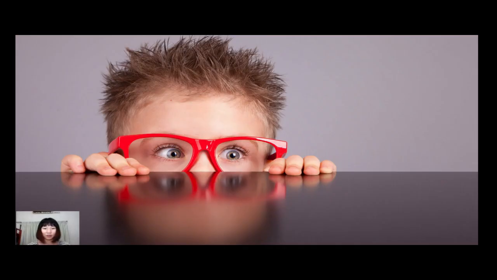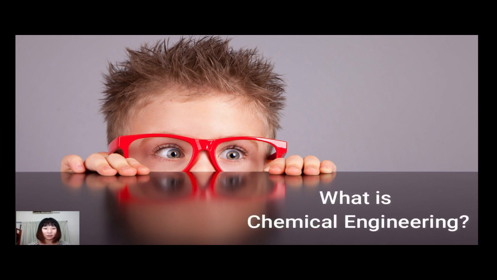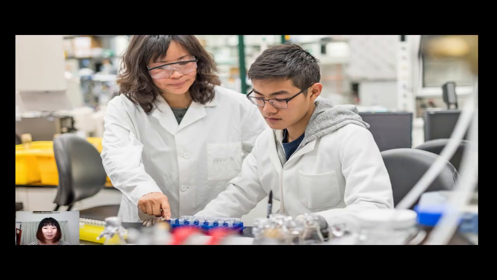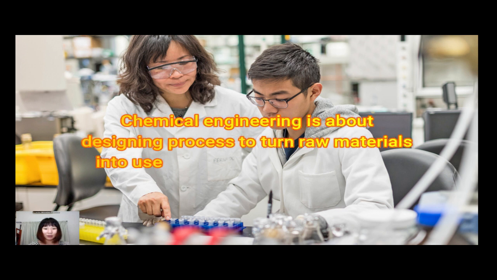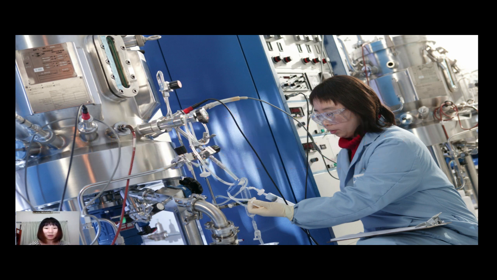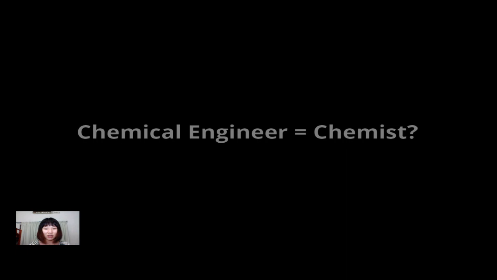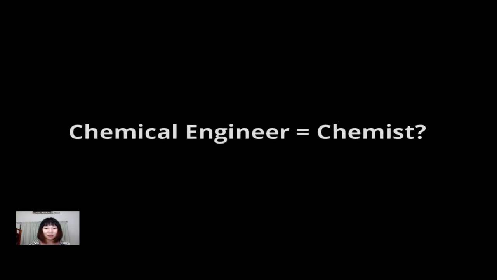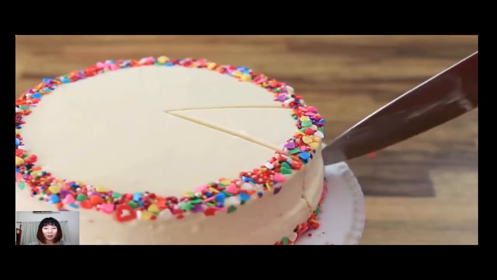Hi, I am Cindy and I'm going to tell you about what is chemical engineering. So basically, chemical engineering is about designing process to turn raw materials into useful products in a large scale. So many people curious about is chemical engineer equals to a chemist? So the answer is no. Let me explain in a simple way.